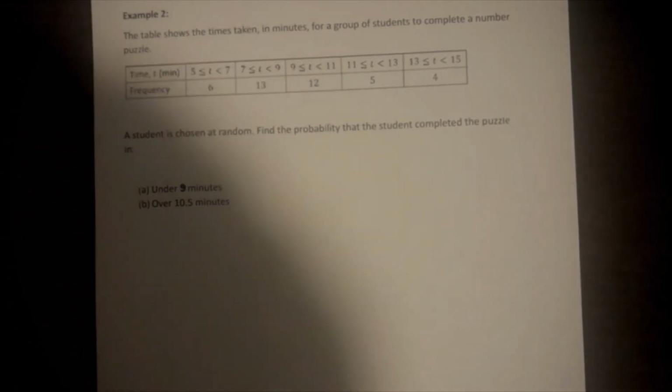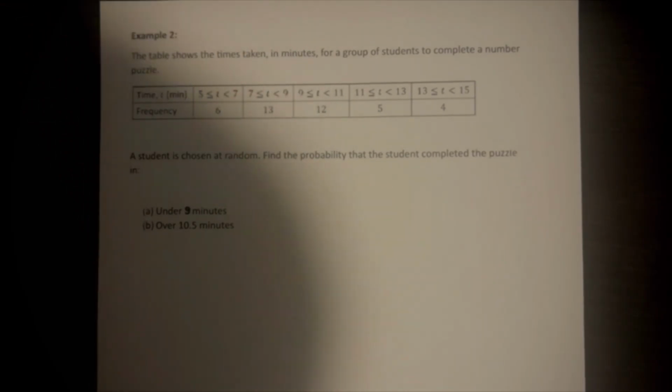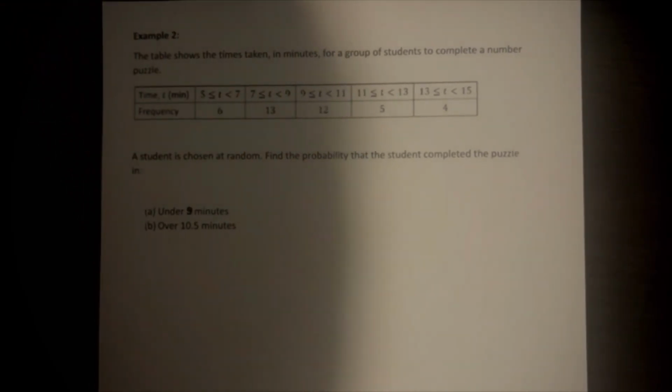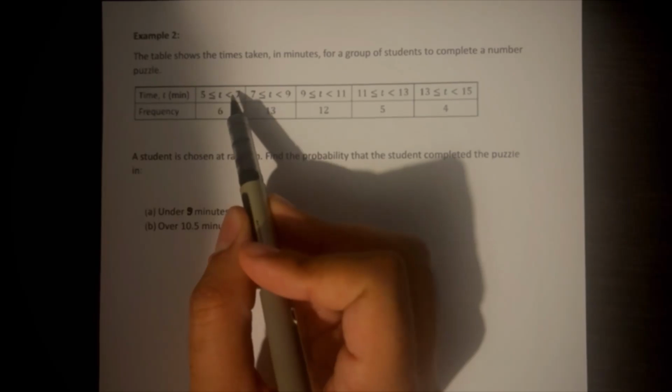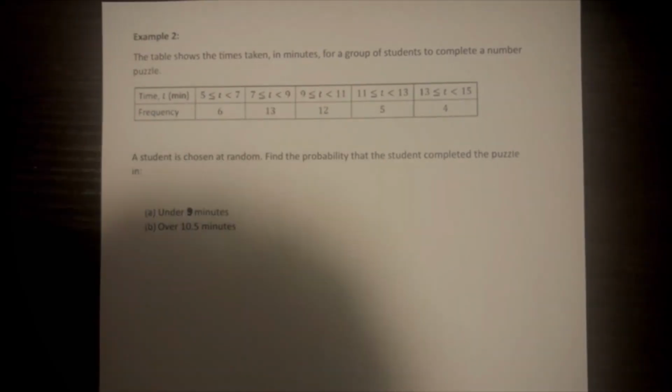Our next example on probability then. So we're told that the table shows the times taken in minutes for a group of students to complete a number puzzle. So we've got that there. So between 5 and 7 minutes, there were 6 students. Between 7 and 9 minutes, there were 13 students, and so on.